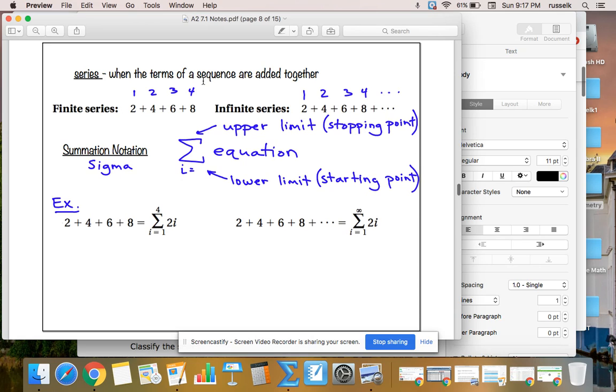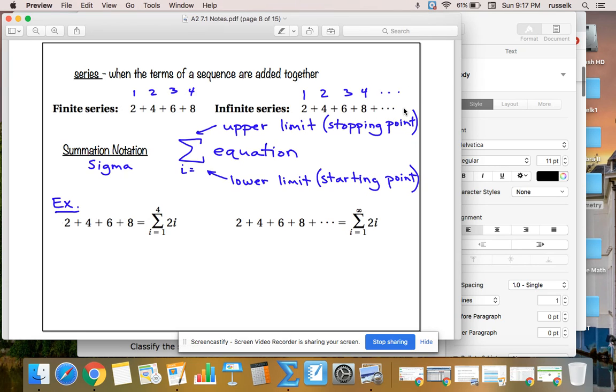Series is when we take the sequence and we actually add the terms together, so we just get one final number at the end. So a series is when you add all the terms together in a sequence. Once again, we could have a finite series, just plug in and we only have 4 terms and it stops there. Could have an infinite series that goes on forever. A lot of times we won't be able to actually find that sum, but we can have it go on forever and ever.